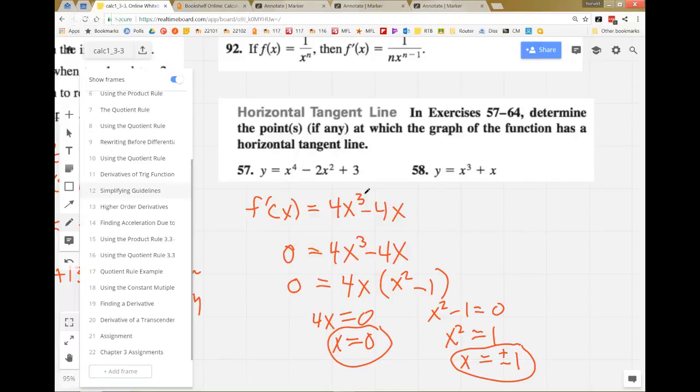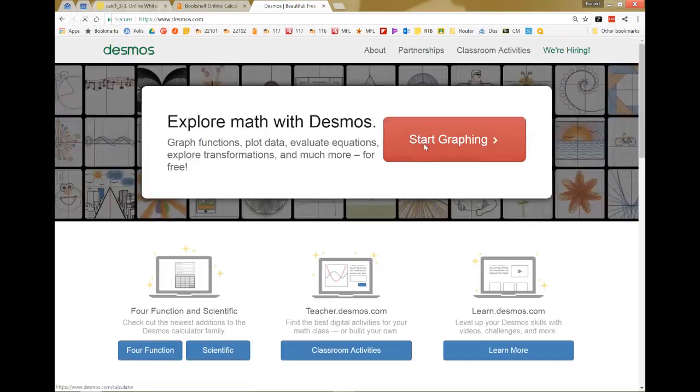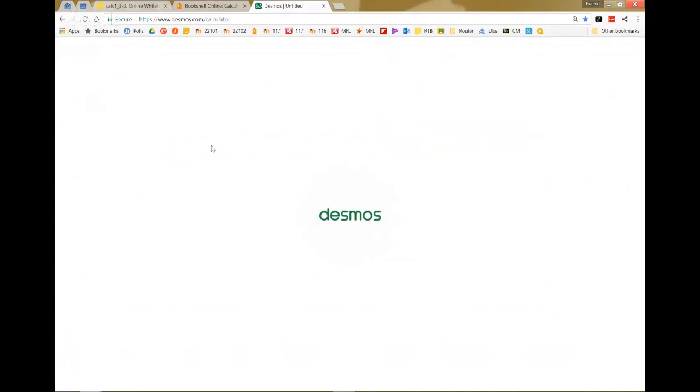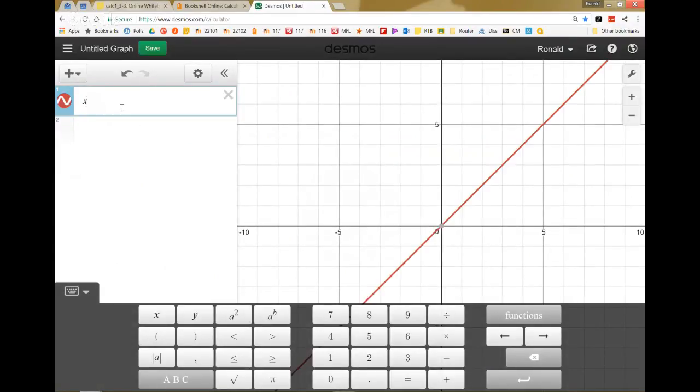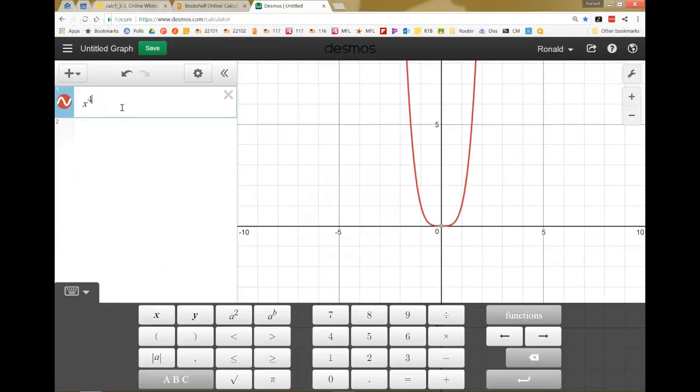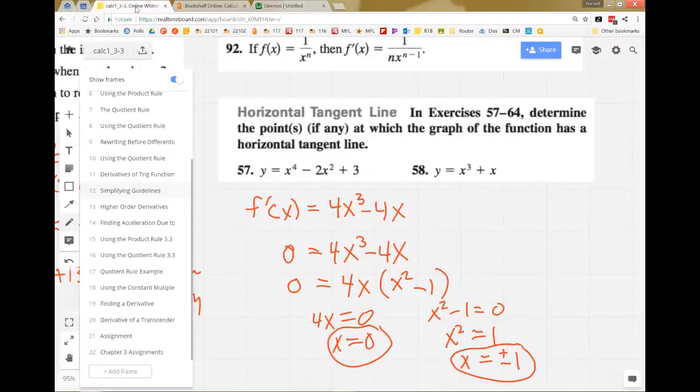x to the 4th minus 2x squared plus 3. We'll just run Desmos real quick, and we'll show the plot. Okay, so we have x to the 4th minus 2x squared plus 3. So remember what we got for our three answers? Let's just go back here. We got 0, -1, and 1.